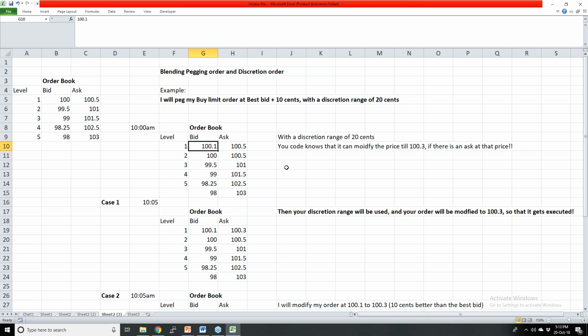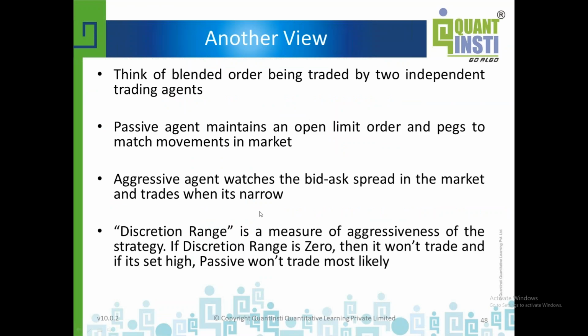I would rather keep my passive knob passive, and if I need my order to be aggressive, I'll just increase my discretion range. You see what I'm saying? That is why I want you to look at these two things in this view: pegging is sort of passive and discretion is sort of aggressive.